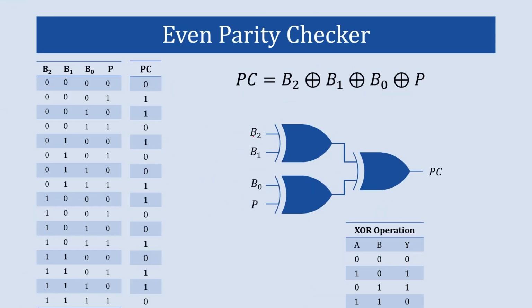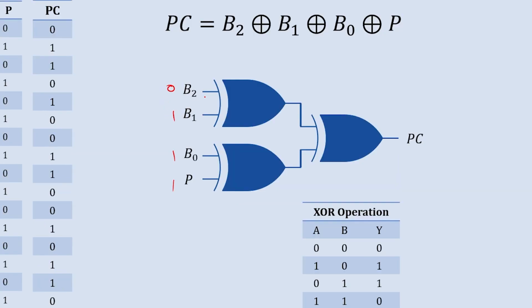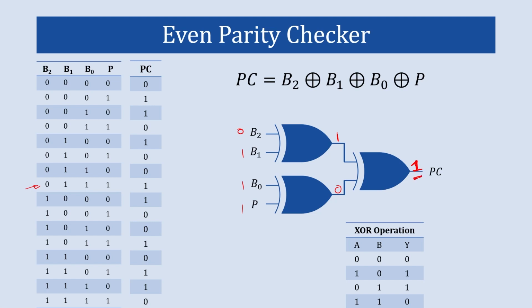Now let's take one more example. Let's say this one, 0 1 1 1. When both inputs to the XOR gate are different, the output is 1. And when both inputs to the XOR gate are the same, the output is 0. Again, we'll use the same logic: when both inputs to the XOR gate are different, the output is 1. So the output of the parity checker circuit will be 1, and we'll get 1 over here. This indicates that there is something wrong with the data we have received. So this is how the even parity checker circuit works.